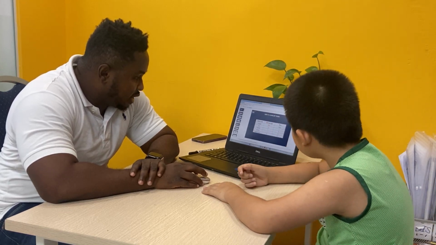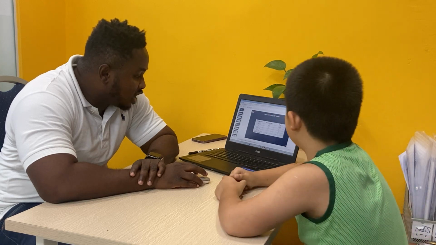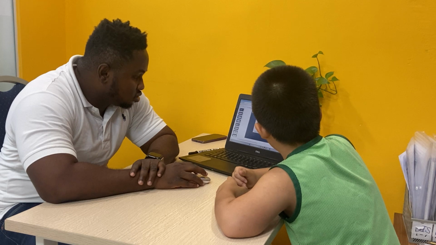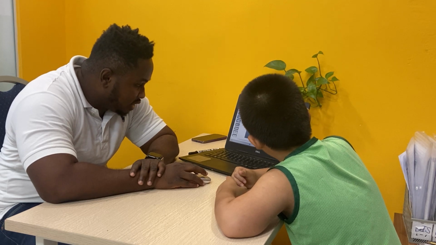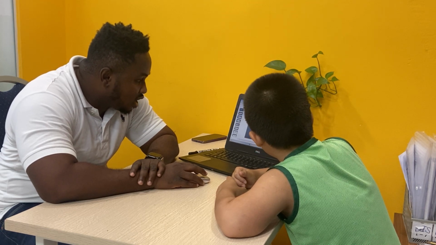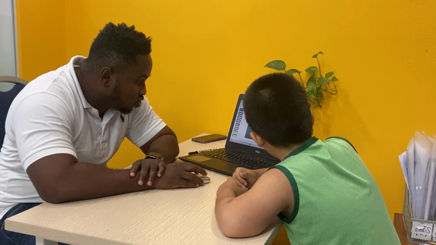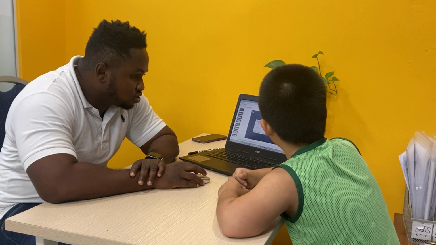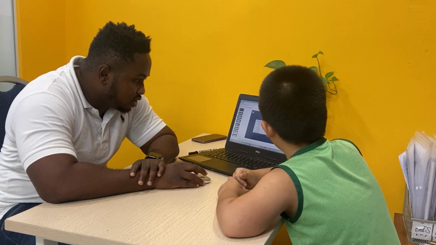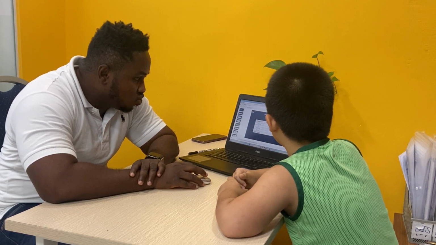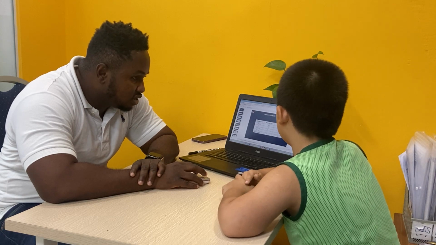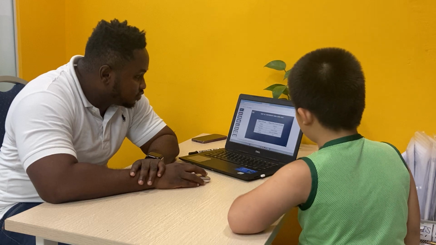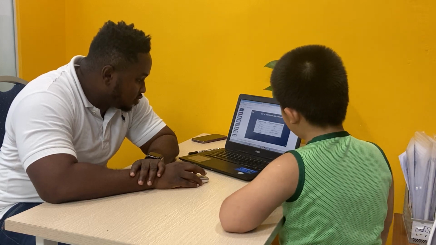Was there a market in Recife town 50 years ago? Yes or no? Yes. So no. There was no market? Yeah. 50 years ago, was there a market? Yes, okay, there was. Okay, good. Now, look at this chart.